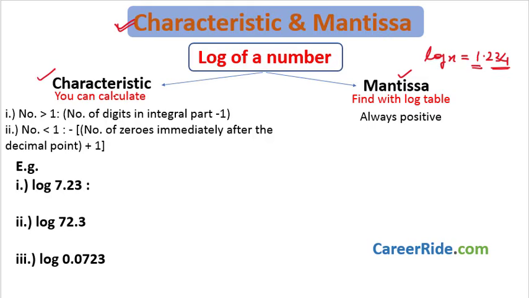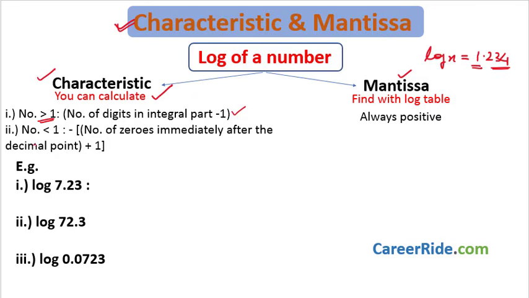The characteristic is something that you can calculate, and there is a way to find it out. Let's discuss that way here first. If the number whose log you are finding is greater than 1, then to find the characteristic, you take the number of digits in the integral part minus 1. I'll explain it with an example below. For the moment, just see what I'm telling you here.